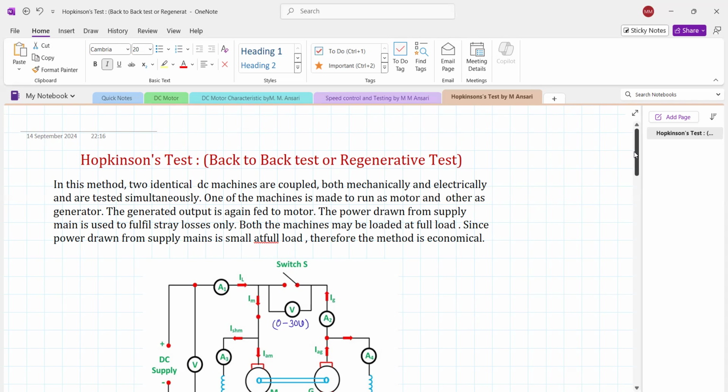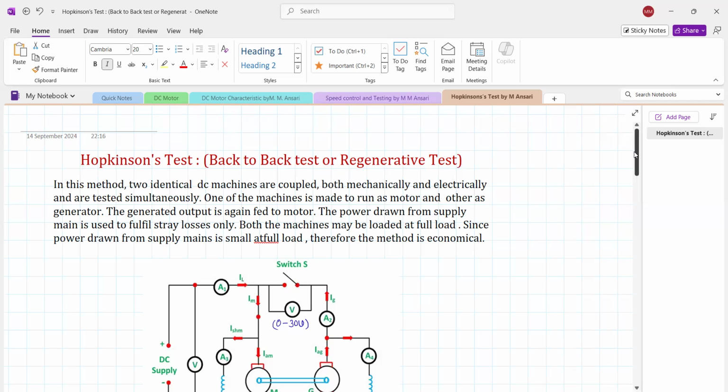Now, in the previous two sections, one is the direct load test, the second is the Swinburne test. We found that the advantage of the direct load test is that we get the efficiency at actual load condition, where it is possible to observe mechanical vibration, sound, temperature rise, and commutation. But this method is applicable only for small capacity because it requires a large amount of power and a mechanical loading arrangement. So this method is not applicable for higher capacity in the labs.